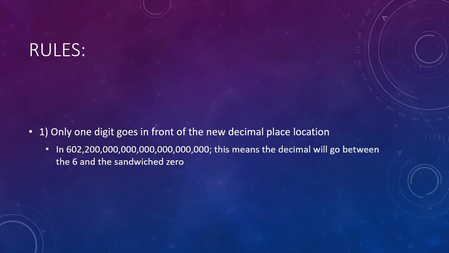First rule for scientific notation, we're going to be moving the decimal place from its current location in the standard form, after the last zero, to a new location. In this case, the rule is that there is 1 digit to the left of the new decimal place. So for our guiding example, that means the new placement for the decimal will be between the 6 and that sandwich 0 that is between the 6 and the first 2. So next.